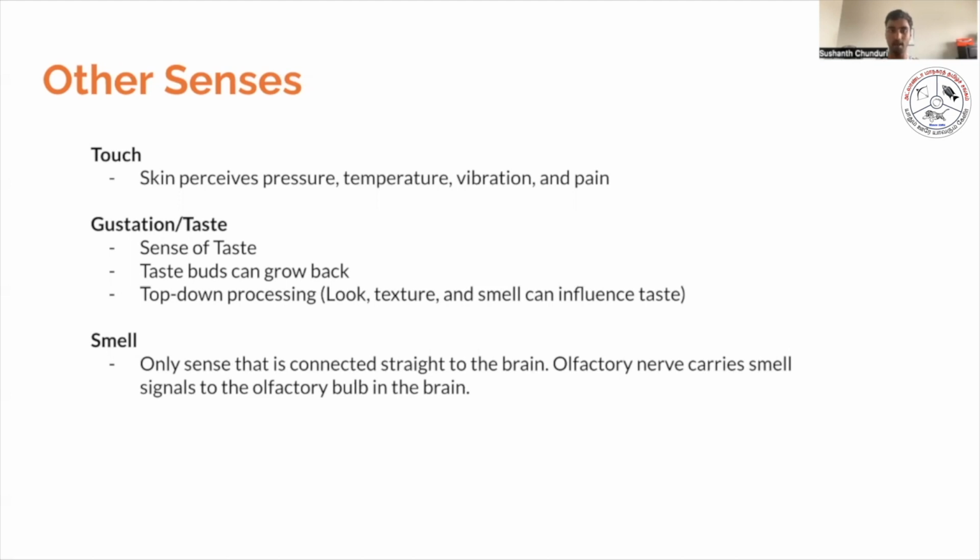And lastly, smell, which is the only sense that's connected straight to the brain. The olfactory nerve right here carries smell signals all the way up to the olfactory bulb in the brain. And the reason for that is smell is really important in identifying threats. Back in our hunter-gatherer days, what berries are good to eat, what things are safe and what are not safe, those things are all based on smell. So smell is linked directly to the brain because it's an important sense.